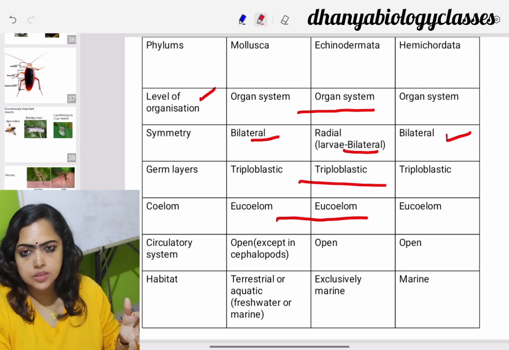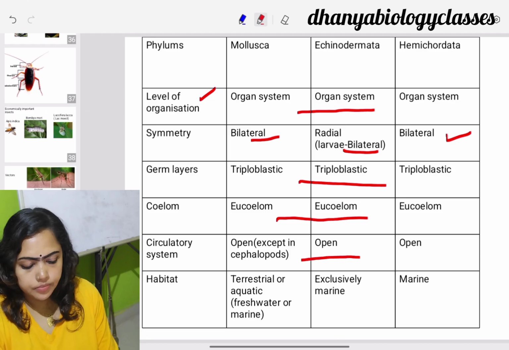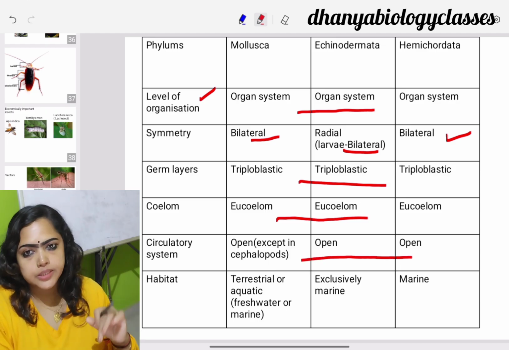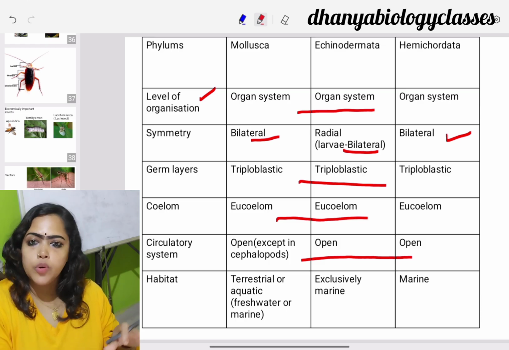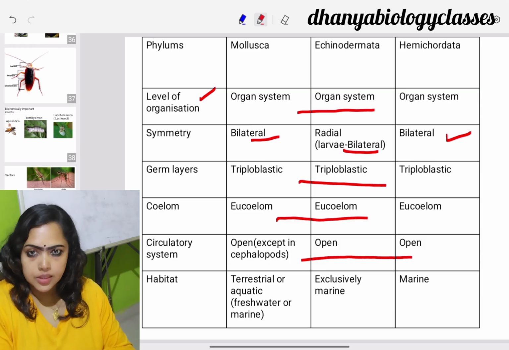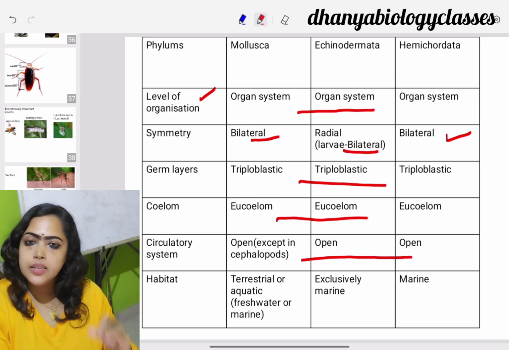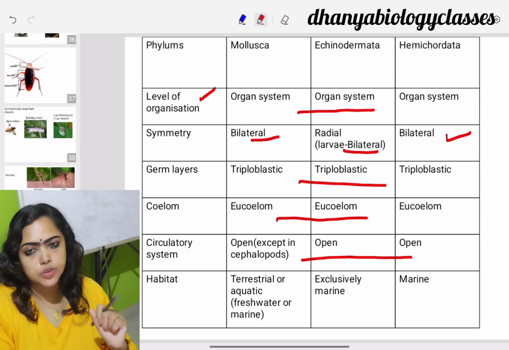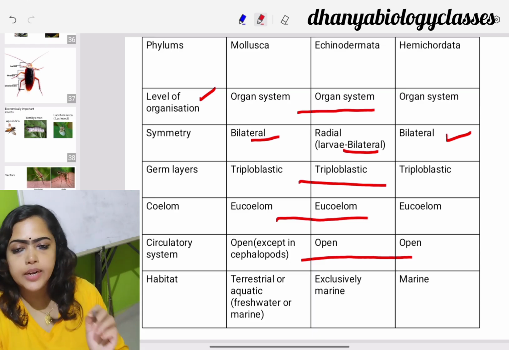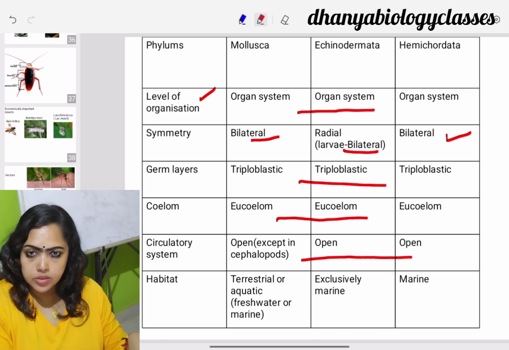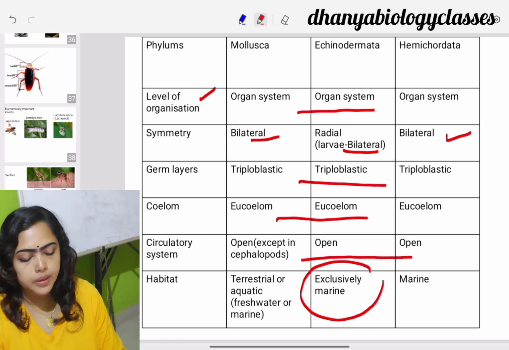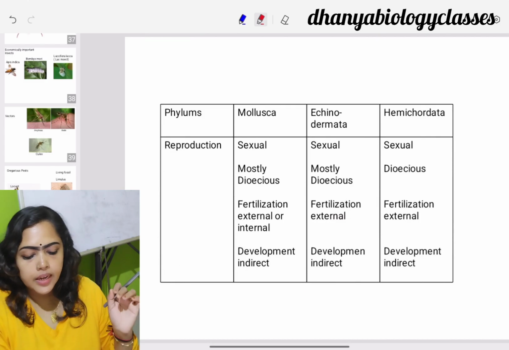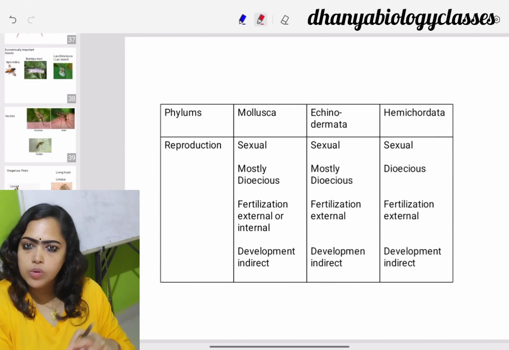And then circulatory system, it is an open type. All three phyla have an open type of circulatory system. And then their habitat. In Mollusca, both forms are there. That means some are terrestrial while others are aquatic. And this aquatic can be either what? Marine or salt water, or fresh water. And then Echinodermata, this is important because they are exclusively what? Marine. And Hemichordata also what? Marine.